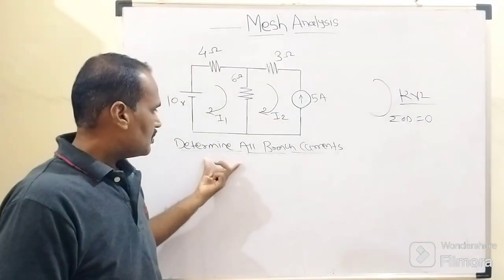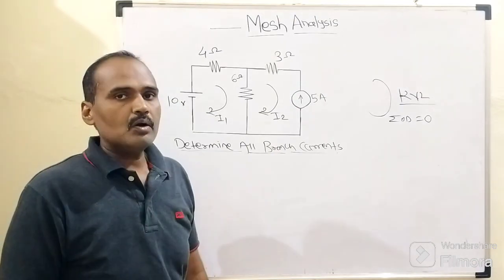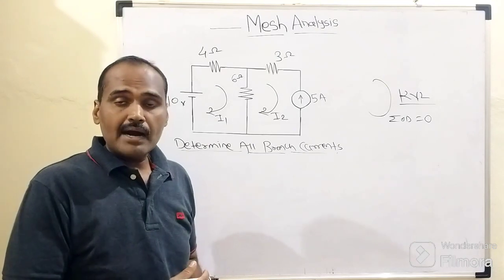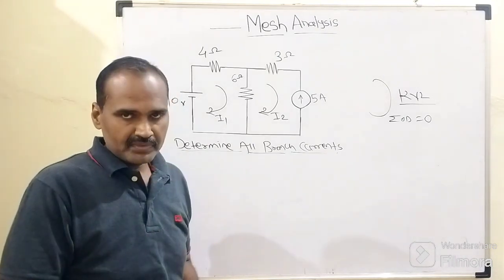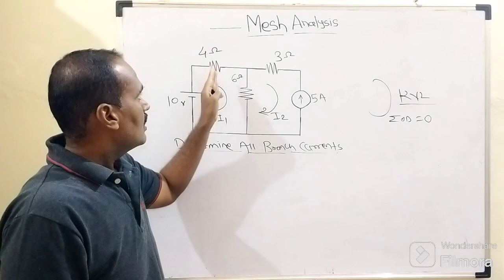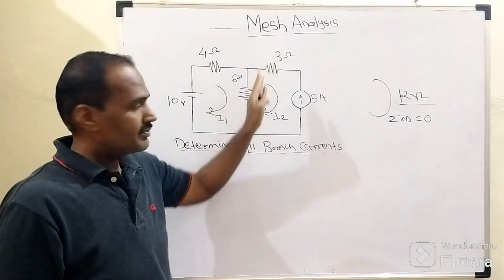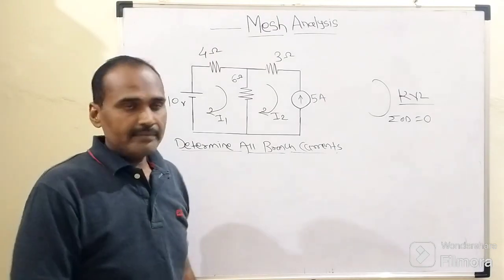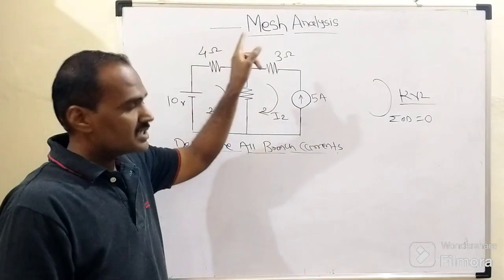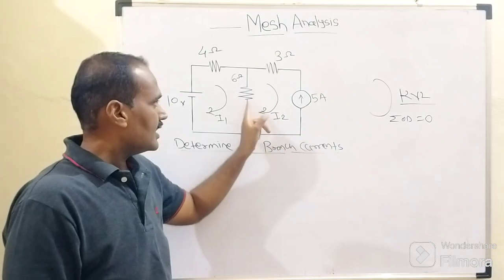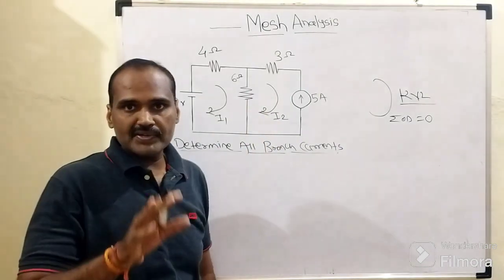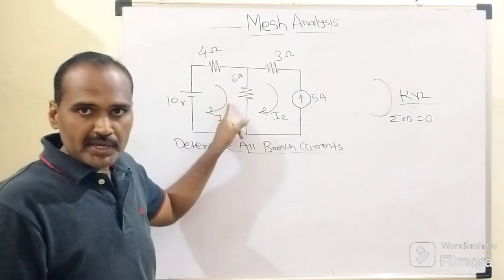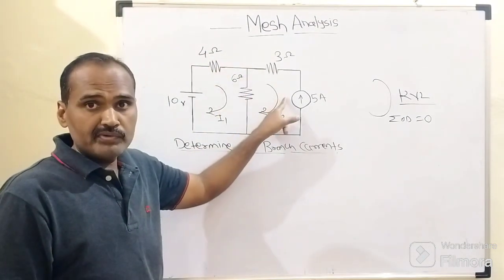Our objective is to determine all the branch currents, right? So how many resistive arms do we have in the circuitry? We have three resistive arms: this 4 ohm resistor, this 3 ohm resistor and this 6 ohm resistor. So we need to determine the current flowing through the 4 ohm resistor, the 3 ohm resistor and the 6 ohm resistor. As far as this 4 ohm resistor is concerned, it belongs to mesh number 1. It has nothing to do with this I2.